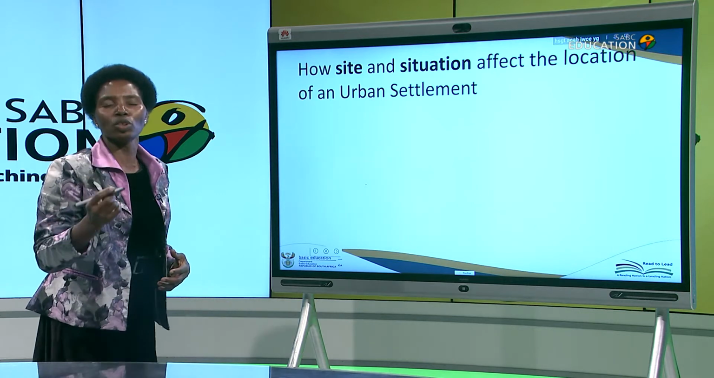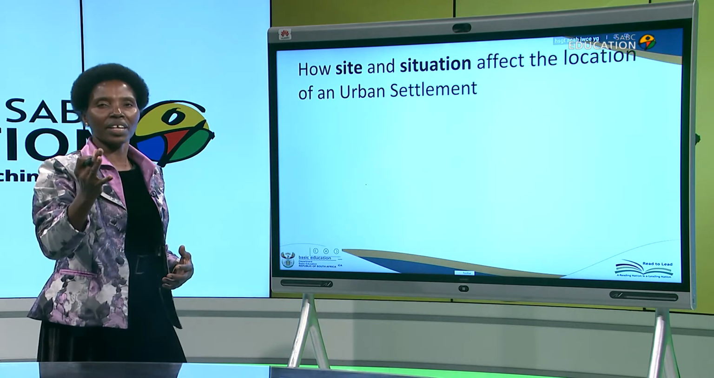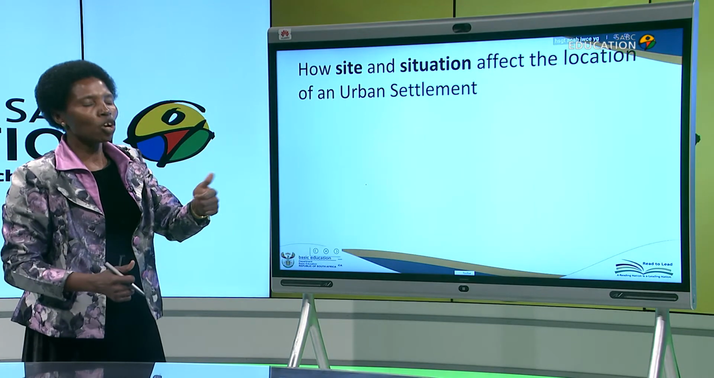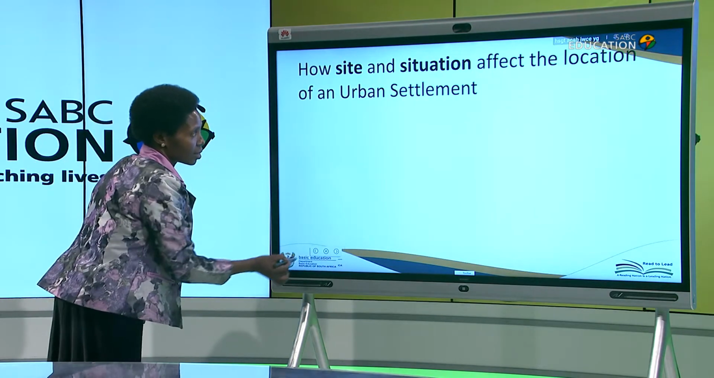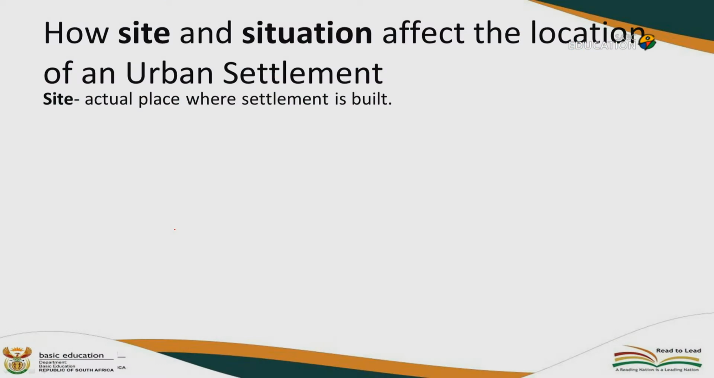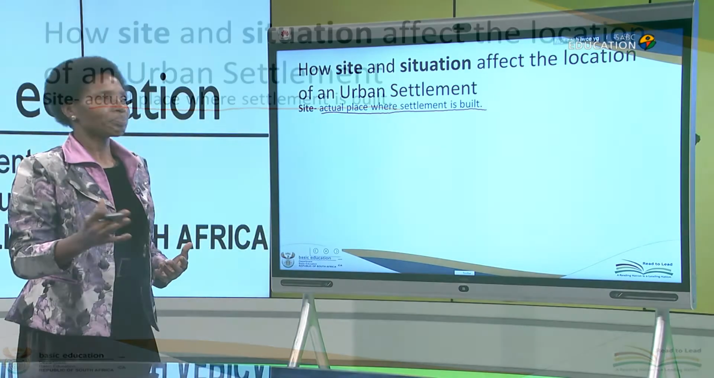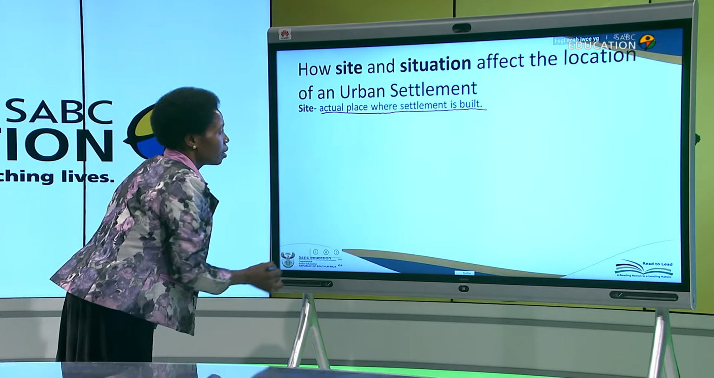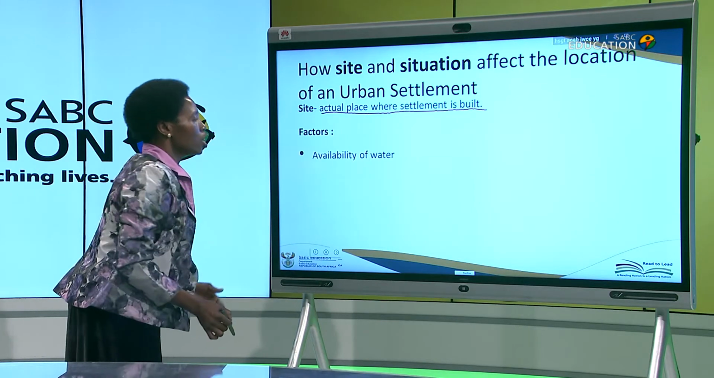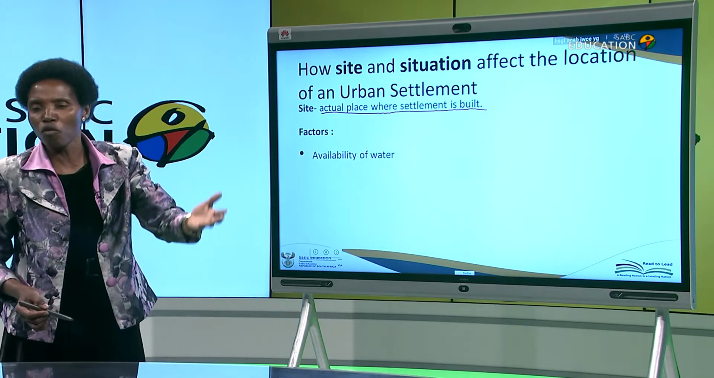So when people want to build a settlement, they first consider a site. What is a site? Let us define what is a site. A site is an actual place where settlement is built. So before they want to build a settlement, they will look for a site. And then after looking for this site, there are factors that we need to consider if we want to build a settlement. Okay, the first factor that we'll look at is, is there any availability of water in this area?